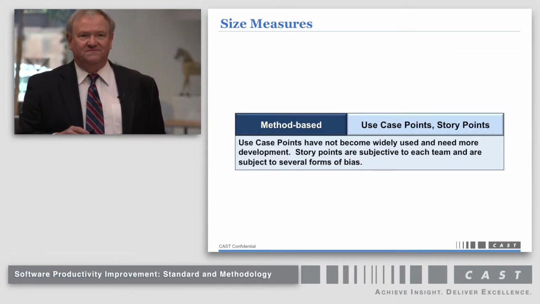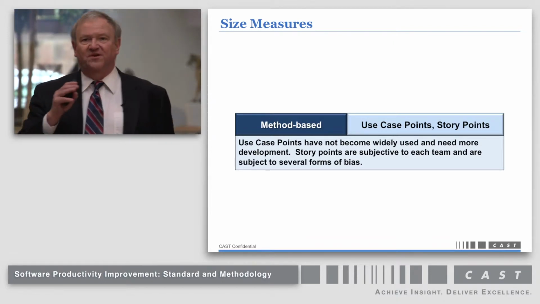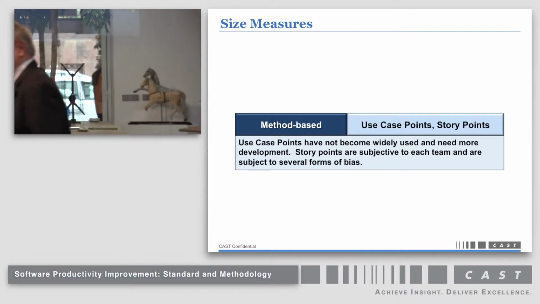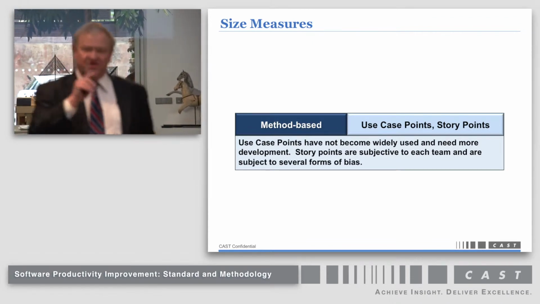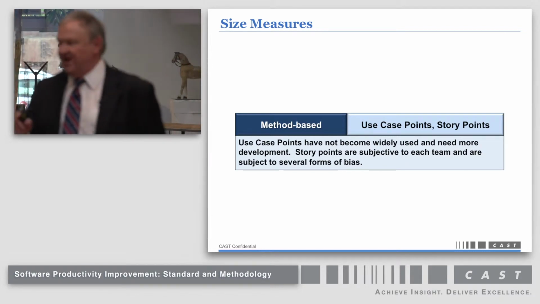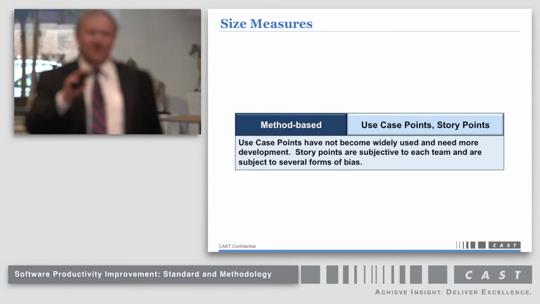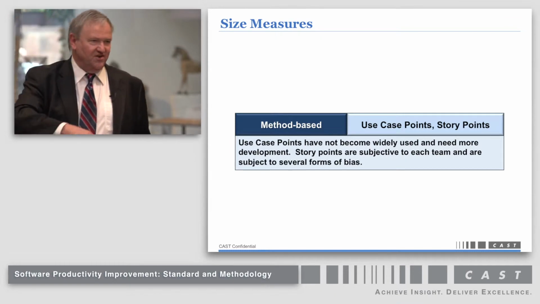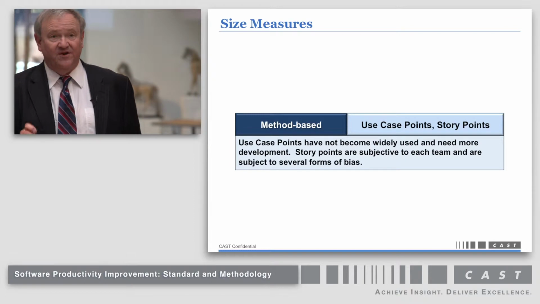There are several measures of size. There are some that are method-based: use case points, story points. Story points are often used in Agile. The problem is they're specific to the team, and it's very difficult to compare them or use them for any kind of analysis across teams. So they're really not a good basis for productivity analysis. They're handy for a team to understand how much it can deliver per day or how much it can deliver for a sprint within an Agile environment.